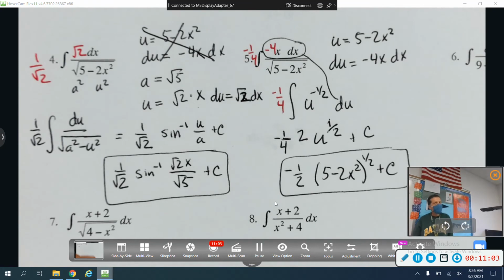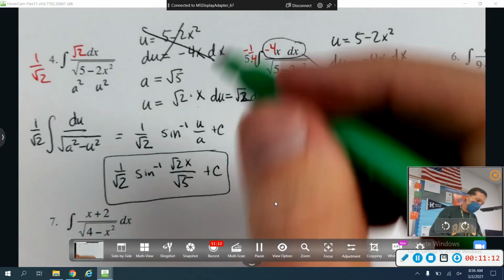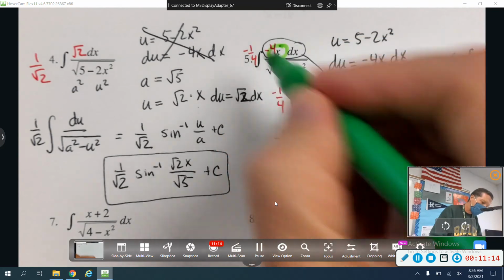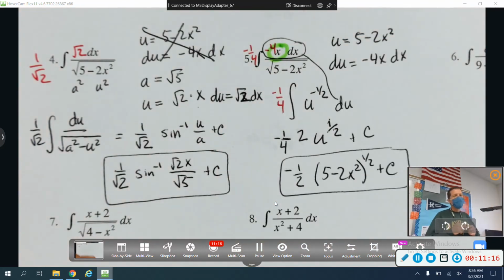So yeah, that wasn't an inverse sine or inverse tangent. But the big difference between 4 and 5 was that x in the top. That was kind of the clue that, wait a minute, this is not inverse sine or inverse tangent, this is something else.